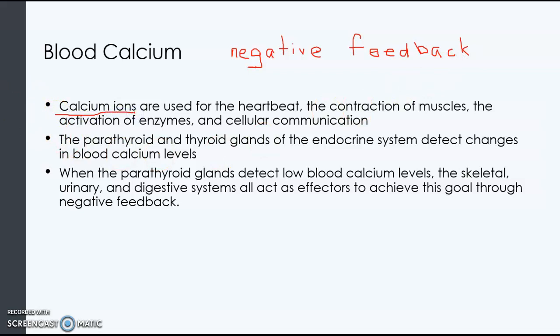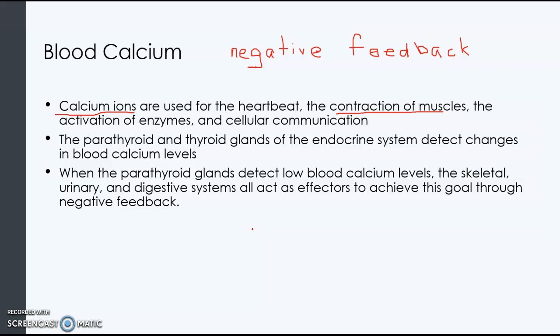Calcium ions are used by muscle tissue, so they're important in the heartbeat. They're important in muscle contractions, activating enzymes and communication between cells. So when the levels of calcium ions are too low or too high, not in the normal range, it can actually lead to death.